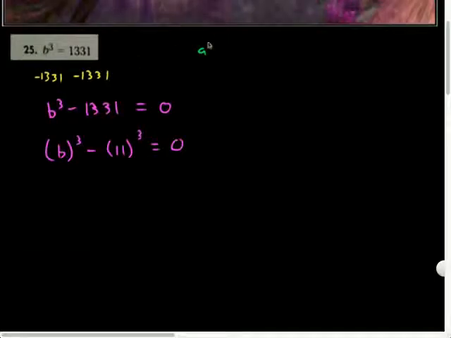Now, the fact that this is a difference of cubes, whoop, there we are. I can use the difference of cubes pattern. a cubed minus b cubed is equal to a minus b in parentheses times a squared plus ab plus b squared. There we are. And so I'm going to just factor this super quick. I'm going to have b minus 11.